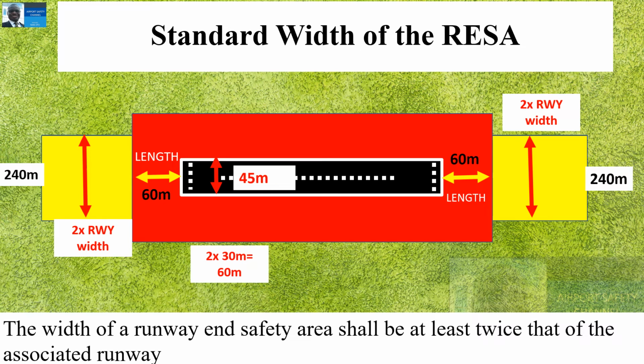If the width of the runway is 45 meters, then what do you think will be the width of the RESA? Yes, 90 meters. Let's look at another one. If the width is 60 meters, then the width of the runway end safety area shall be 120 meters.